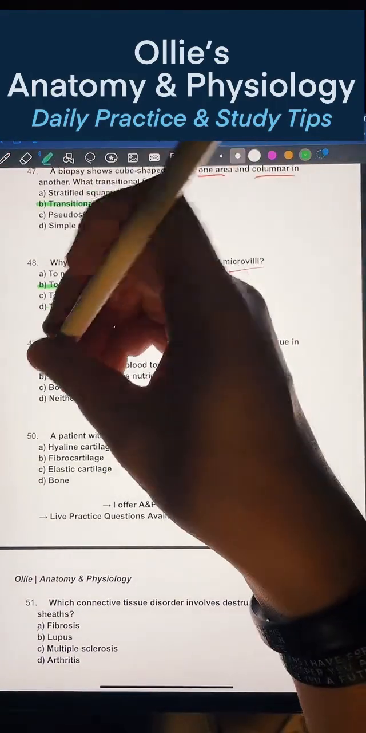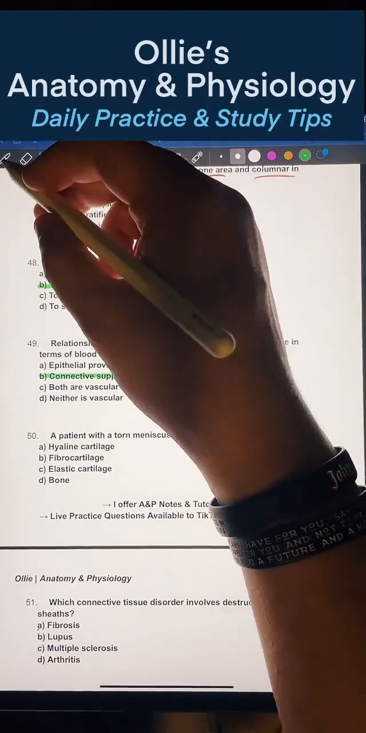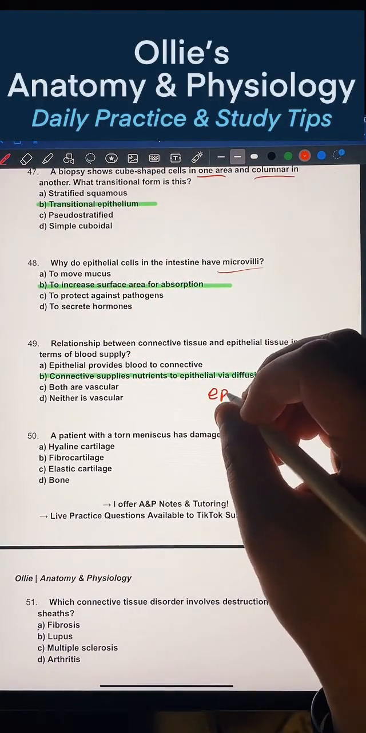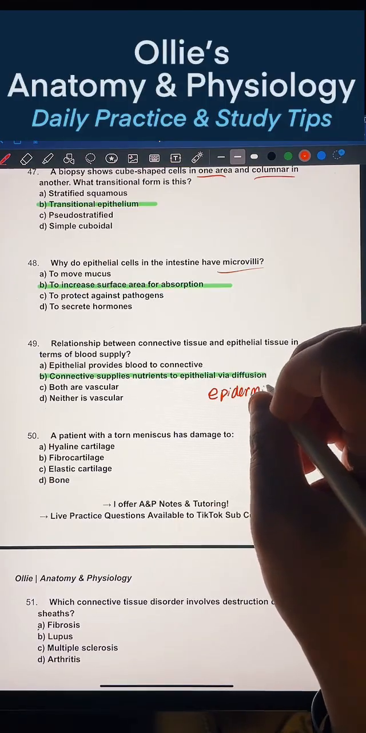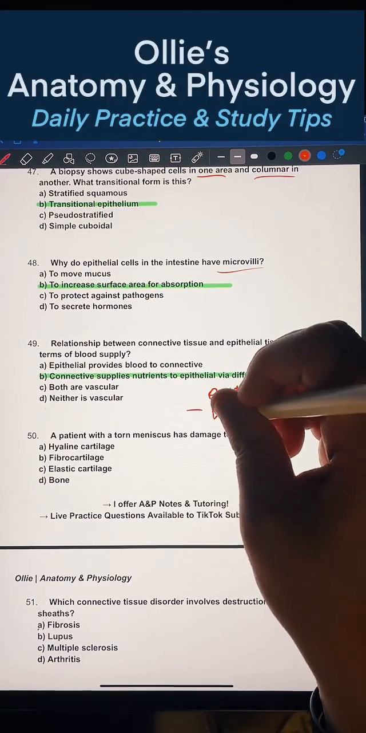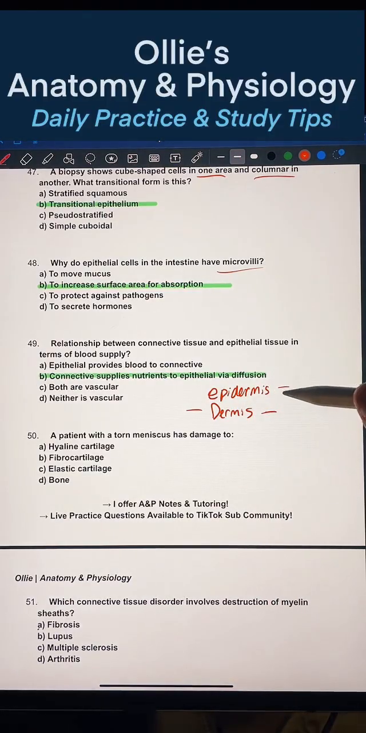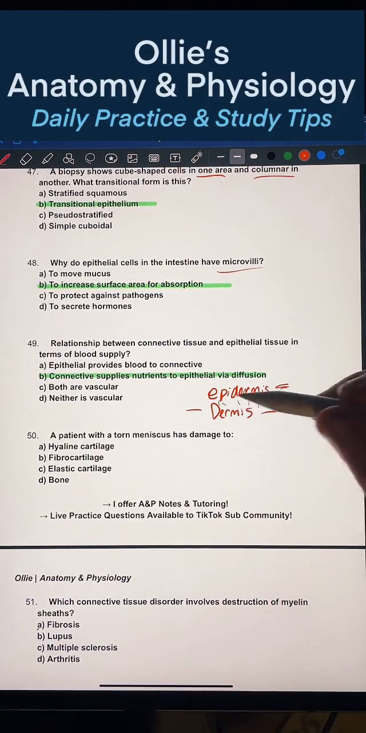Yes, absolutely. It's B. Connective is going to supply nutrients to the epithelial tissue via diffusion. Classic example, you'll go over this in the integumentary system, is the epidermis, avascular, and the dermis is vascular. This is connective. This is epithelial. Dermis will supply the epidermis.